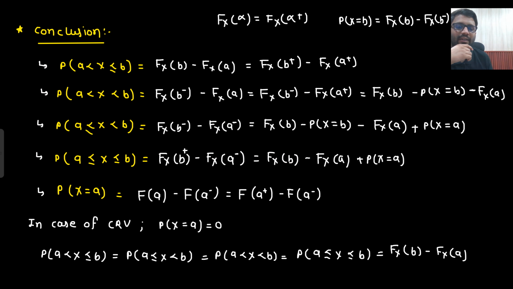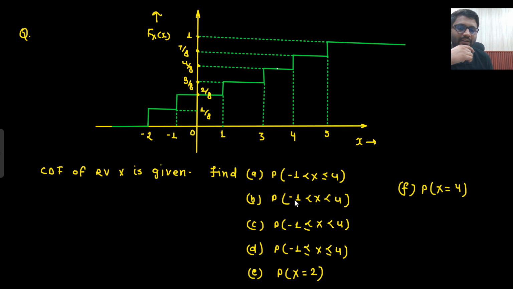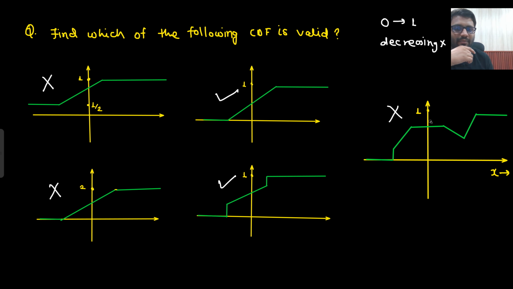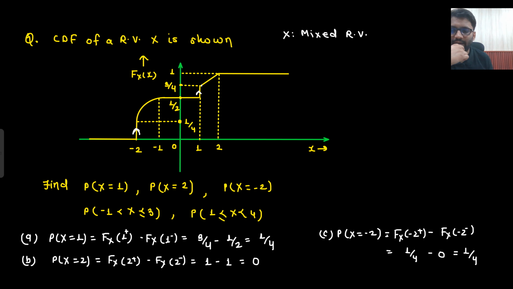Otherwise, if it was only discrete, then a staircase would be there. If it was only continuous, then only a continuous graph would be there, right? But the staircase is also there and a continuous graph is also there. That's why it is a mixed random variable, right?